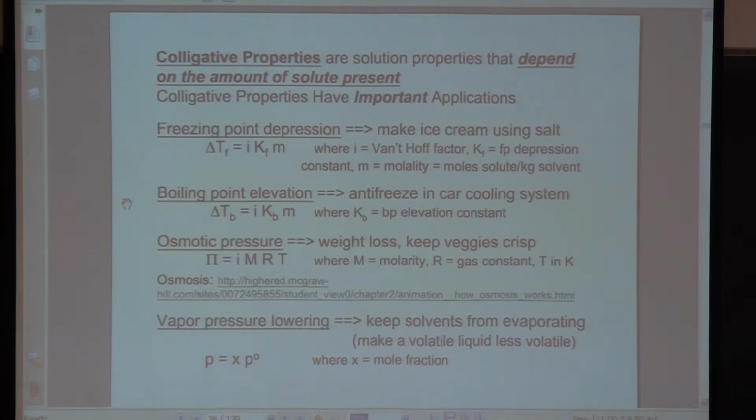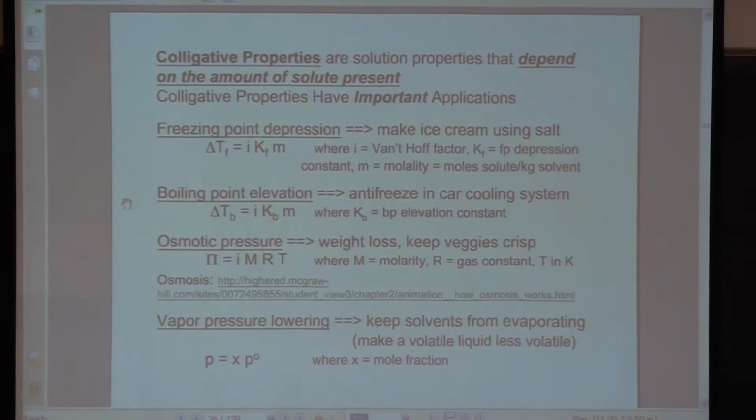An application of boiling point elevation is why you use antifreeze in your car cooling system, to keep your car engine at a normal operating temperature. If you ever had your car boil over, then you know the importance of antifreeze. Osmotic pressure, you can use to keep your veggies crisp, or you can use it to lose weight, although that's not recommended. And vapor pressure lowering, the fourth colligative property, you can use to keep solvents from evaporating. In other words, you can make a volatile liquid less volatile.